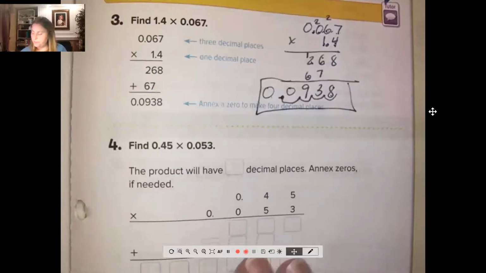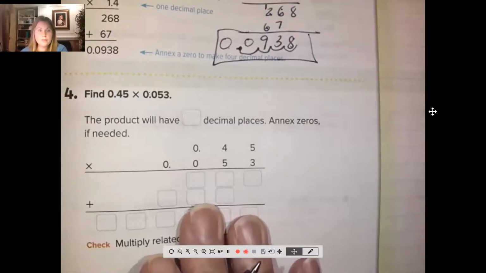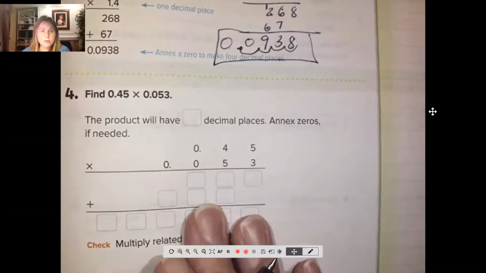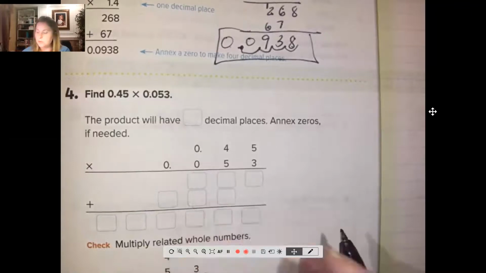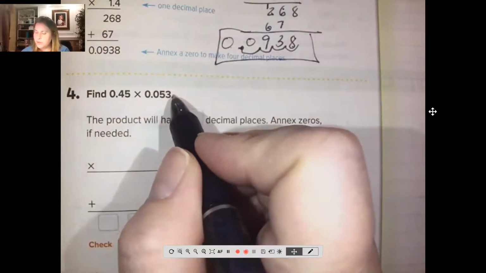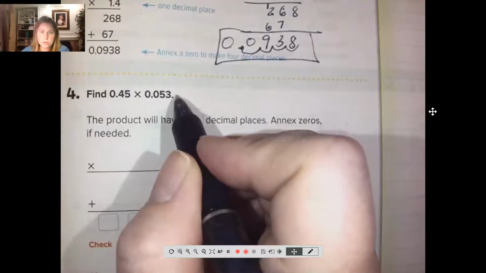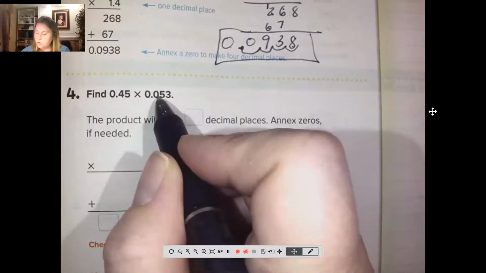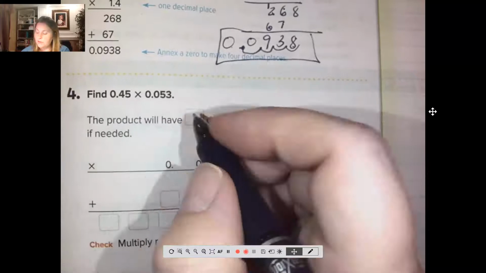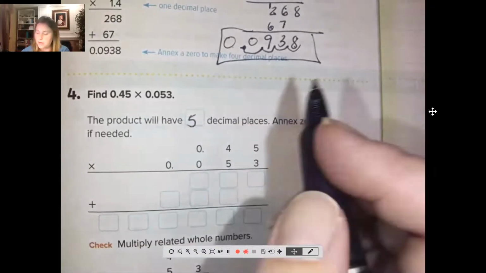Number 4, we have 0.45 times 0.053. The product will have blank decimal places. Annex zeros if needed. Okay, well, how many decimal places will we have? Let's count. That's a period at the end of the sentence, so just ignore that. 1, 2, 3, 4, 5. So we will have 5 decimal places in the end. Okay.